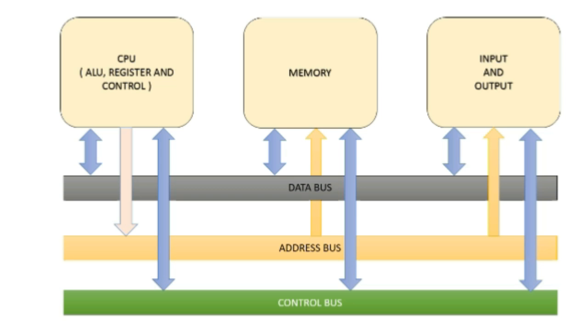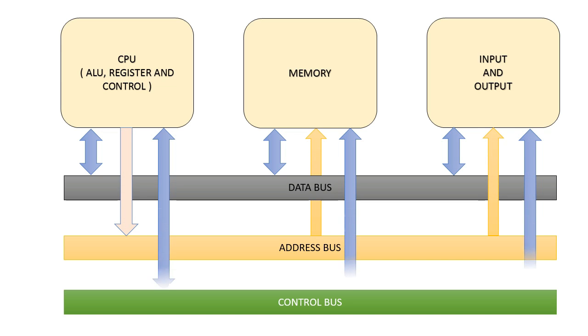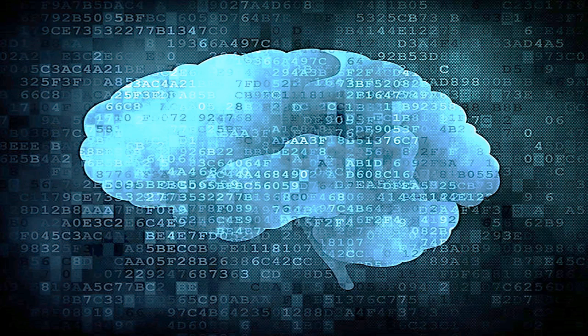The data bus moves data from the main memory to the CPU registers, and vice versa. The address bus holds the address of the data that the data bus is currently accessing. The control bus carries the necessary control signals that specify how the information transfer is to take place.